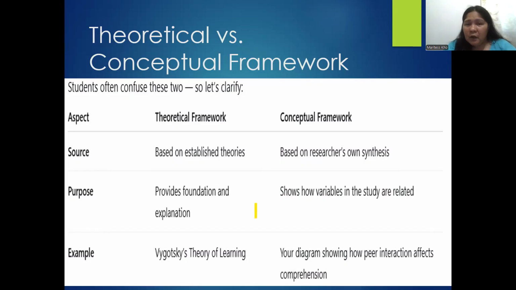So, in other words, you are borrowing a theory that already exists and applying it to your topic. While the conceptual framework, on the other hand, is your own construction. You construct it yourself. It is how you as a researcher connect the concepts, variables, and relationships based on your review of literature and understanding of the problem.